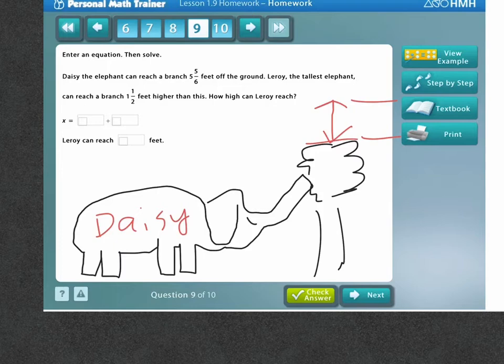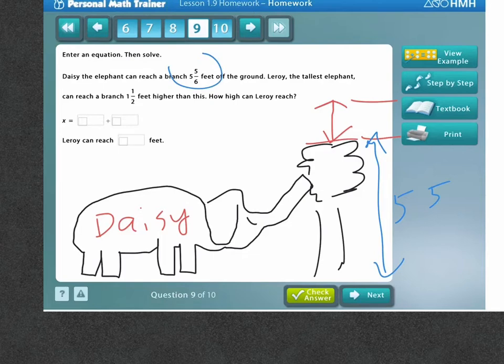All right, we're looking at a word problem, so as with all word problems, like number 9, we need to unpack this problem. Daisy the elephant can reach a branch 5 and 5/6 feet off the ground. So I've gone ahead and drawn a picture of this. This would be a total of 5 and 5/6 feet off the ground. Leroy, the elephant, is taller and can reach 1.5 feet higher than this. So this would be 1.5 feet.